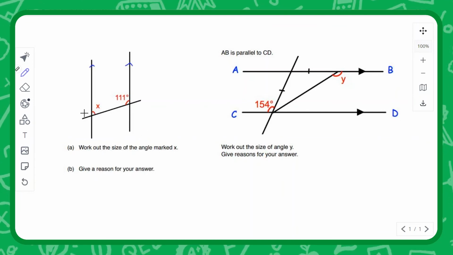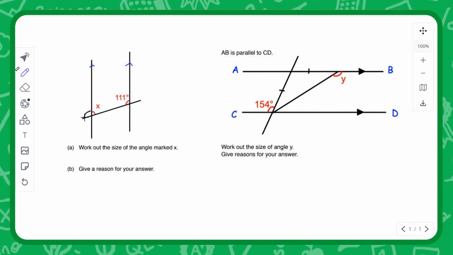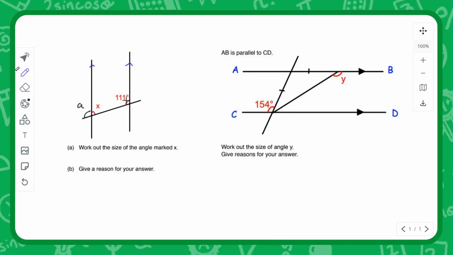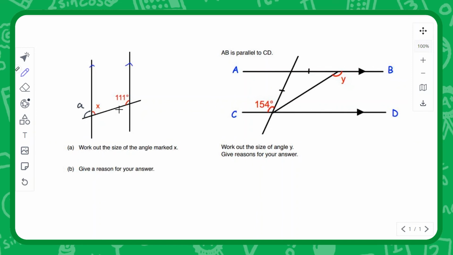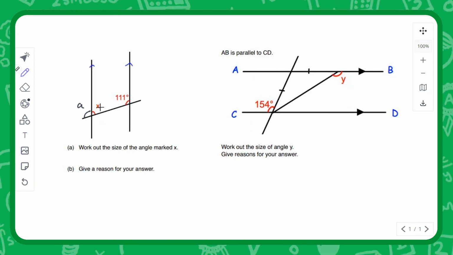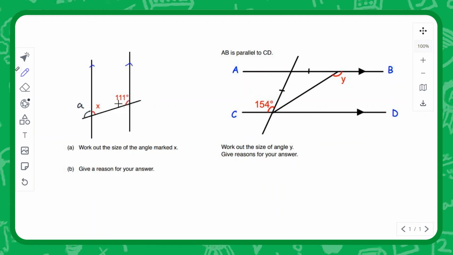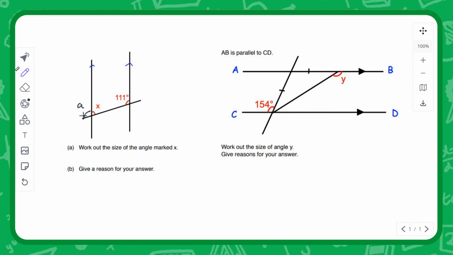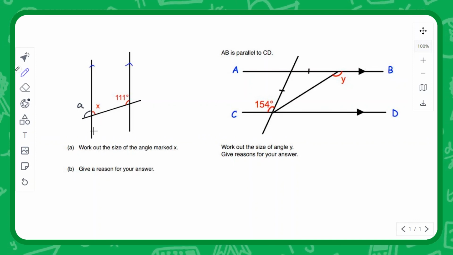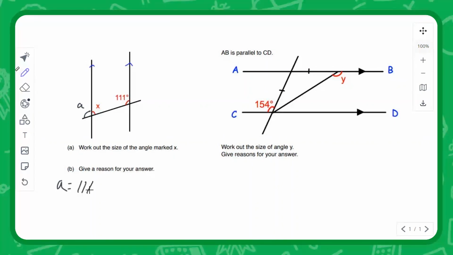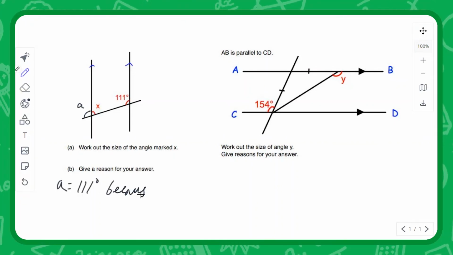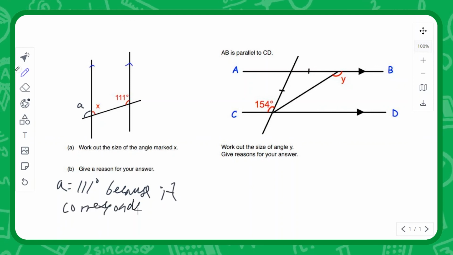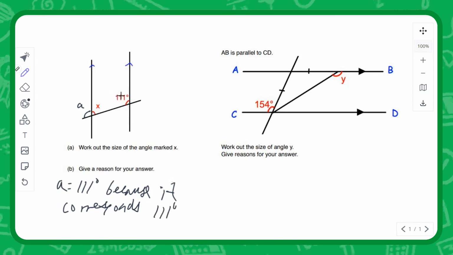Well, sometimes it's useful to add your own angles. So I'm going to add another angle here. Let's just call this A. And can you see a relationship between A and 111? Sometimes it helps to rotate the page. They are both on the same side of the parallel lines, and they're both on the same side of the diagonal slash, and you can see that they do form an F shape here. So it turns out that A and 111 are corresponding. So A is equal to 111 degrees because it corresponds with that angle, 111 degrees.